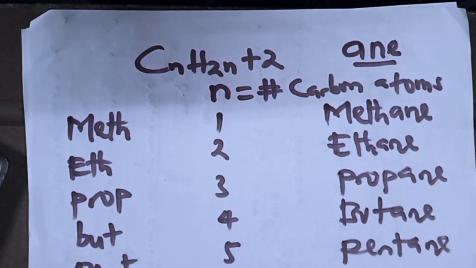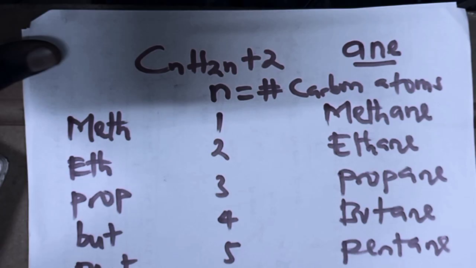Okay. Now that we know how to find the number of carbon atoms, we can go to finding the structure, the molecular formula, the structure formula. Then we can go to the skeletal structure. I want you to be familiar with all that. All right.